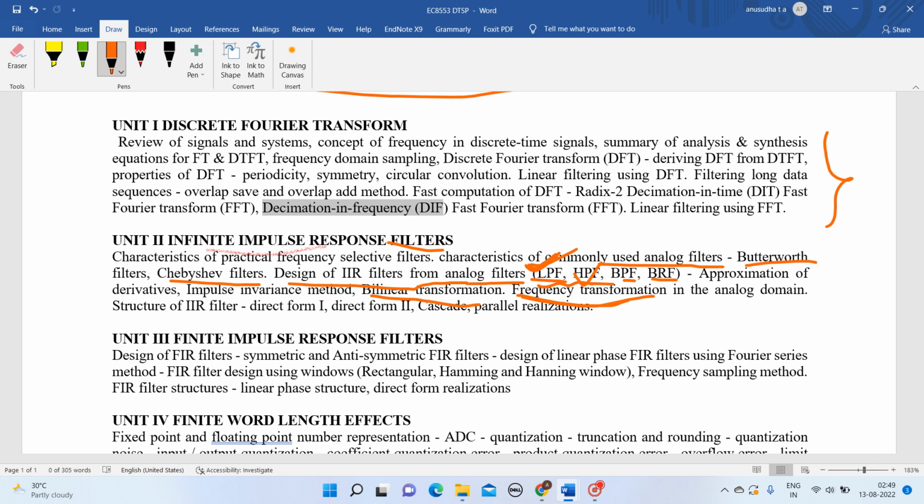Finally, we are going to discuss the structures of IIR, infinite impulse response filters, with respect to direct form 1, direct form 2, cascade and parallel realization. From the exam point of view, direct form 1 and direct form 2, these two structures are very, very important. There is also a possibility to be asked about cascade and parallel realization of IIR filter structures.